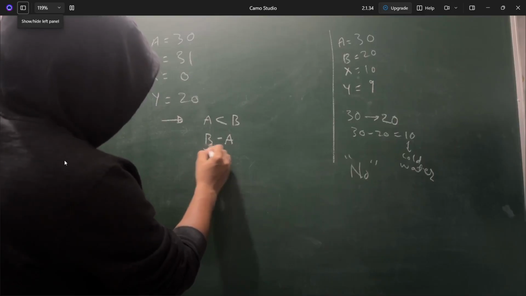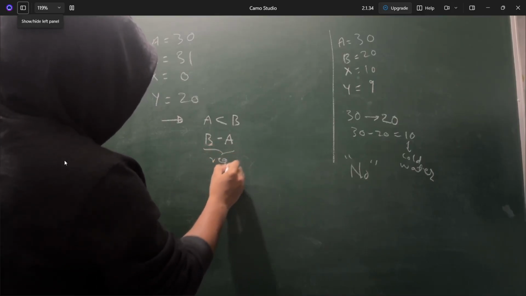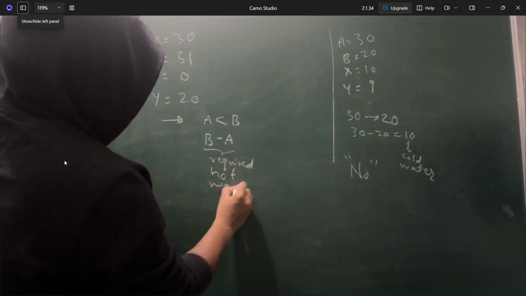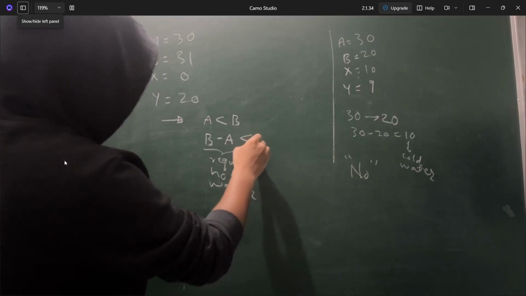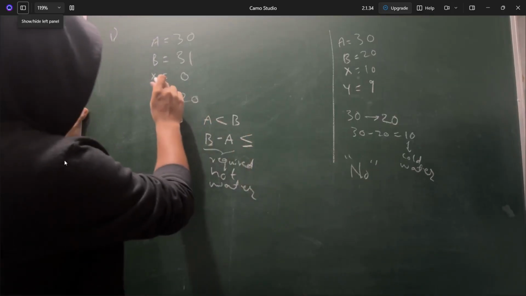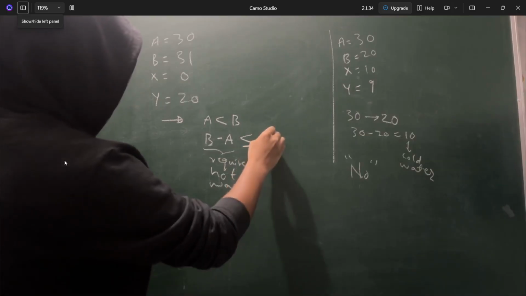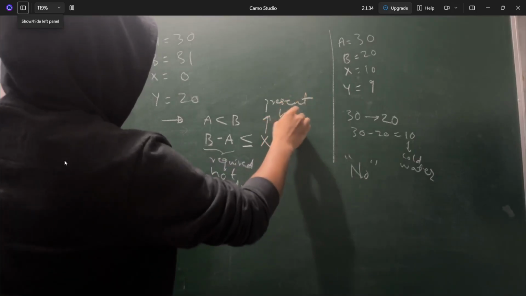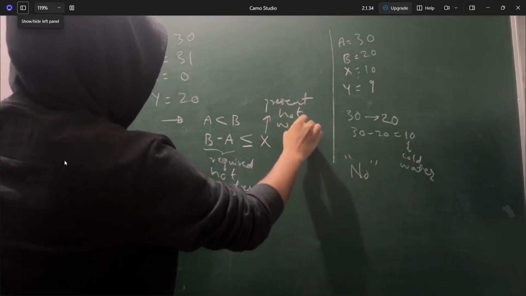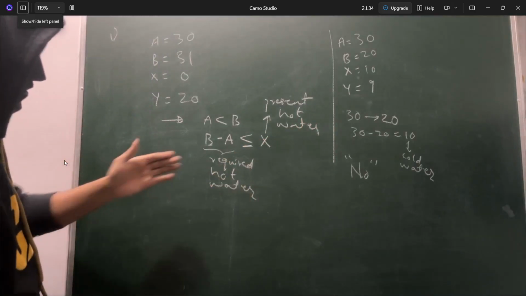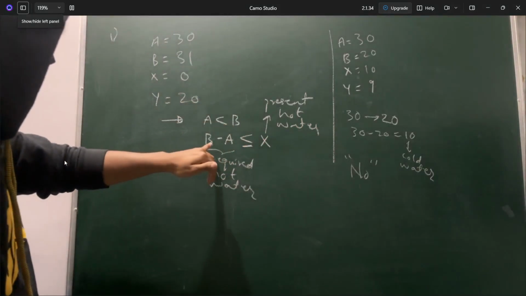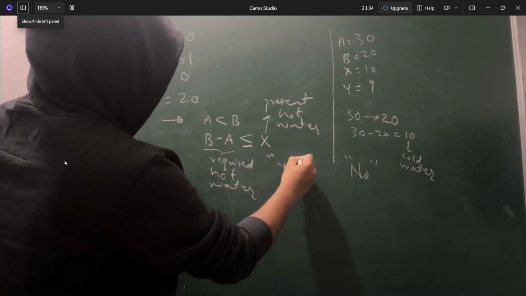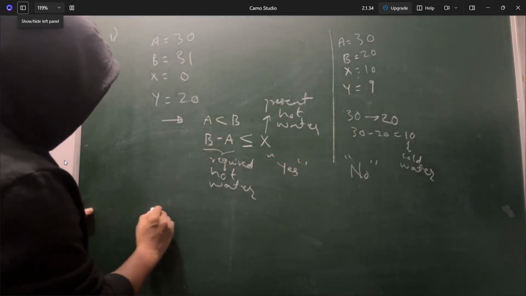This is the required hot water, and if the required hot water is lesser than or equal to the hot water you have present, you have this much water. If the required is lesser than what you have, then in that case it is obviously yes, it is possible to achieve the temperature B. This is one condition.